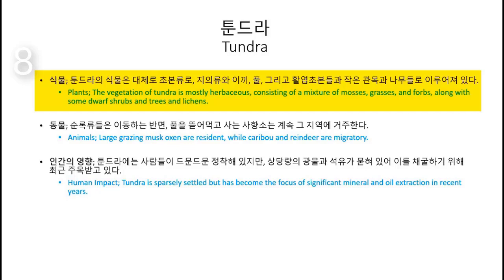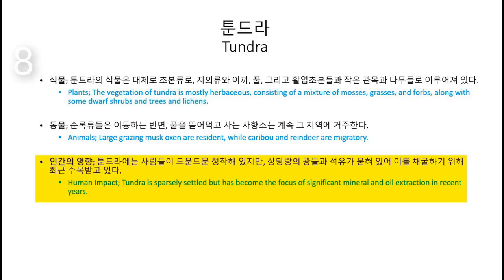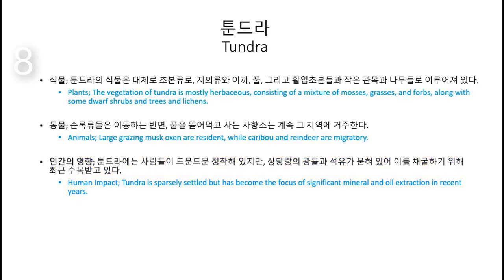Plants. Well, the vegetation is mainly herbaceous, consisting of a mixture of mosses, grasses and forbs, along with some dwarf shrubs. Animals. Usually large grazing musk oxen live there, while caribou and reindeer are migratory. The impact of humans on the tundra. Tundra is sparsely settled, but has become the focus of significant mineral and oil extraction in recent years.